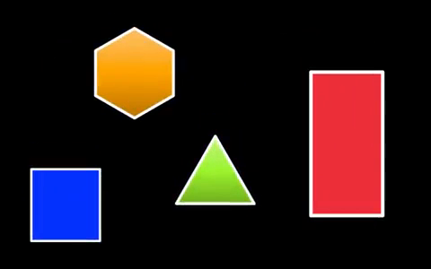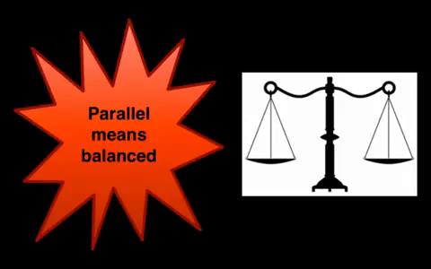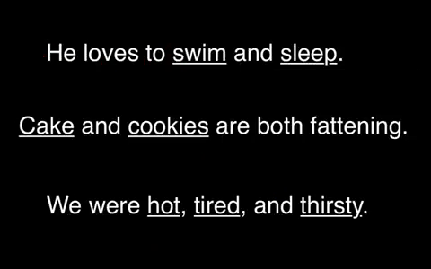This lesson is about using parallel structure. You may remember hearing parallel structure in your math class when you talked about shapes and lines, but that's not what we're talking about here. In English, you can think of parallel as meaning balanced, like in the picture of the scale on the right. This scale is balanced. In English, we make parallel structure in our sentences. We make parallel structure by using the same grammar forms, or grammar structures.